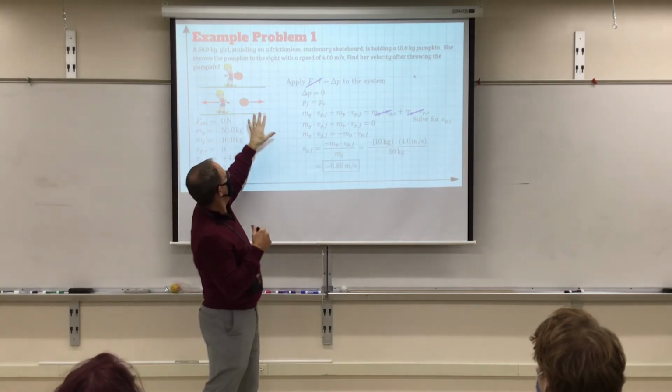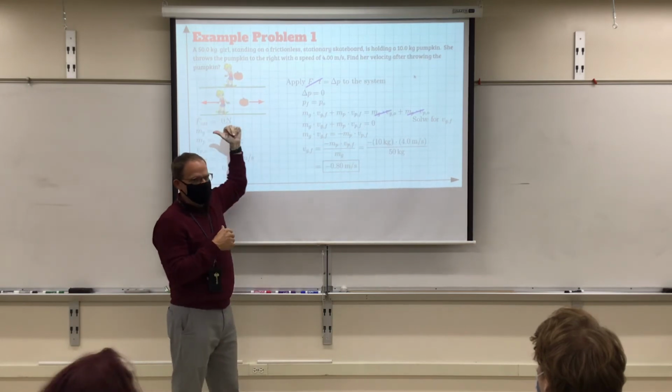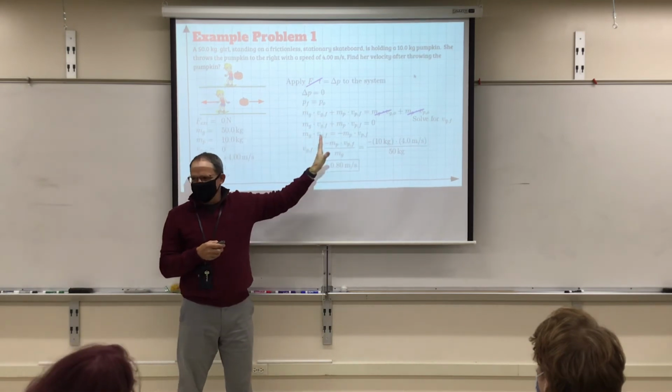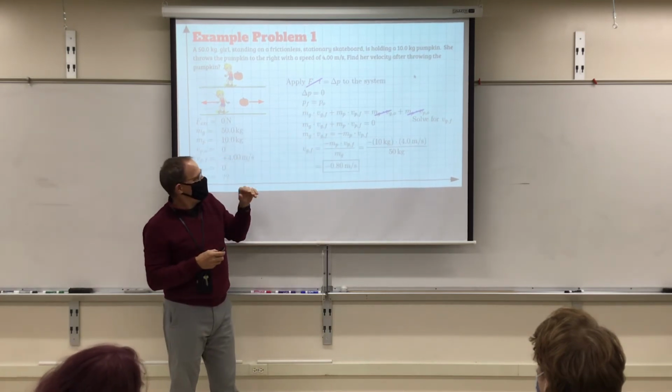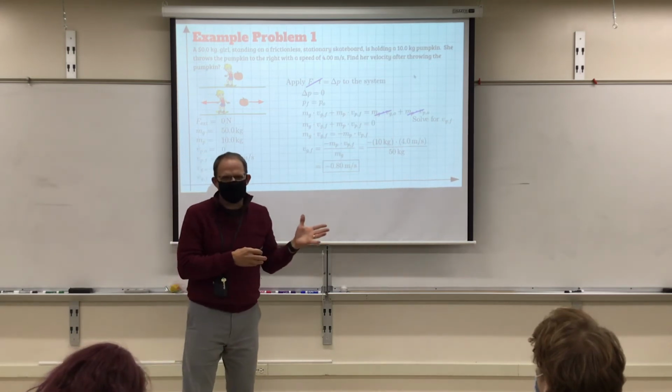I'm sorry, because the pumpkin has a smaller mass, it'll be going faster. The girl has a bigger mass, she'll be going slower. Okay? All right, does that all make sense? If you weren't here today and you just looked at that, you'd be like, holy macaroni, what did we do today in class?